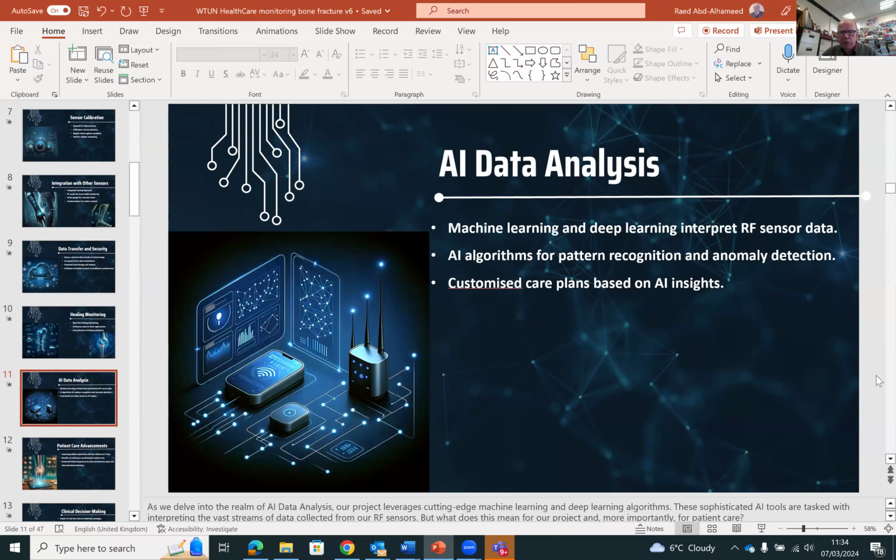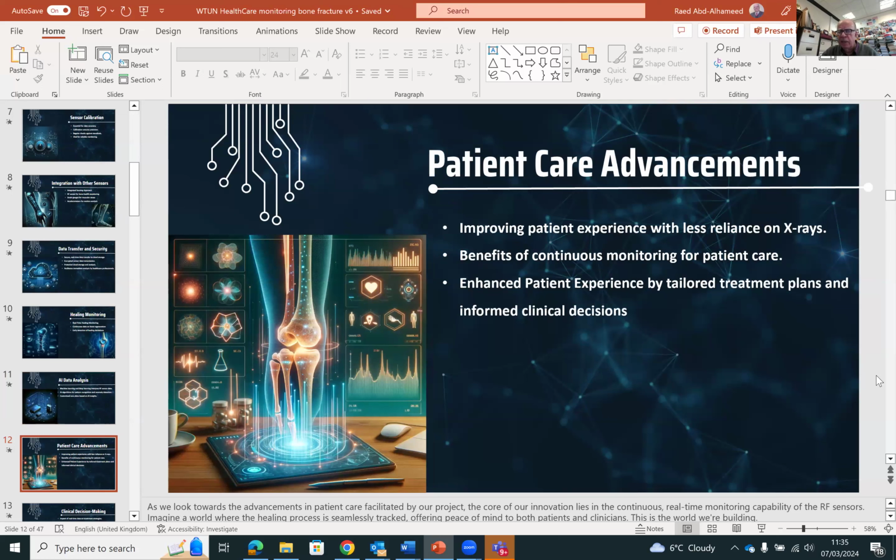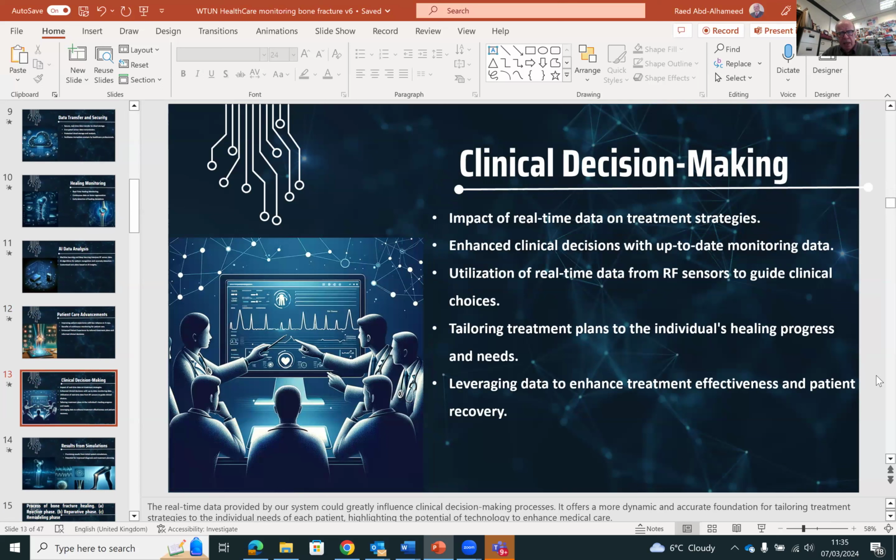Data is very important for AI, so we need to work with machine learning and deep learning on this type of data. Today, I'm going to give you simple examples on simple RF data, and then how we are going to use these data to enhance patient care, for example telling the patient not to move their leg or not to do any exercise training. We also need to give the medical doctor or nurse more of a picture about the data, and that's why clinical decision making is very important for us. It will integrate the RF sensors plus the sensors for the movement of the patients.